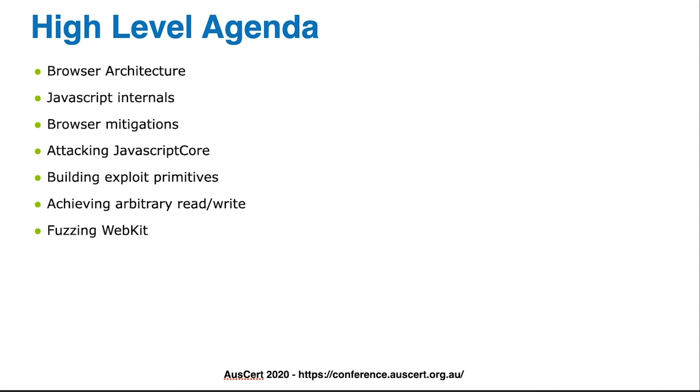So let's talk about what we're going to discuss today. We're going to discuss a little bit about the browser architecture. Then we'll discuss some JavaScript internals, followed by some of the latest browser mitigations which are being applied in the browsers today. We'll also look at attacking JavaScriptCore, which is the most commonly attacked part of a browser these days. And then we'll look at how to build exploit primitives, and using those exploit primitives, how we achieve arbitrary read-write. Finally, we'll conclude with some advice on fuzzing WebKit.